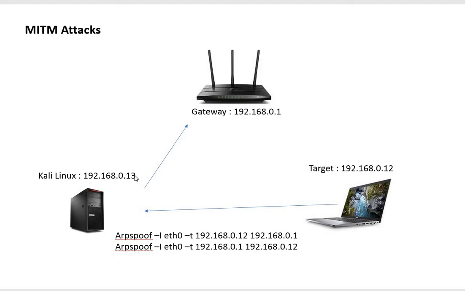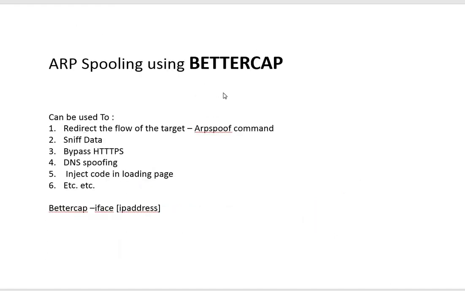So today I'm going to introduce to you a better program called Bettercap. This is the best program that you can use to do what Arpspoof does, to redirect all the flows of your target machines, and you are able to sniff all the data, and you are able to see all the data, the contents. You are also able to bypass HTTPS, and you are also able to do DNS spoofing, and you can also inject code into the loading page, and there are more things that you can do.